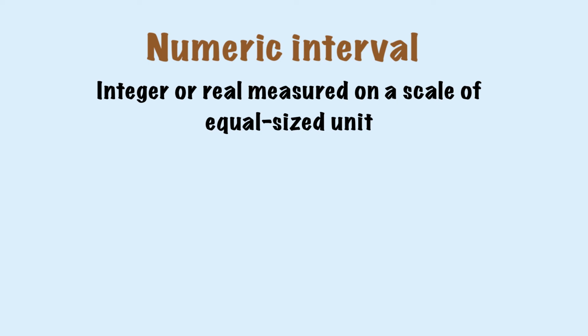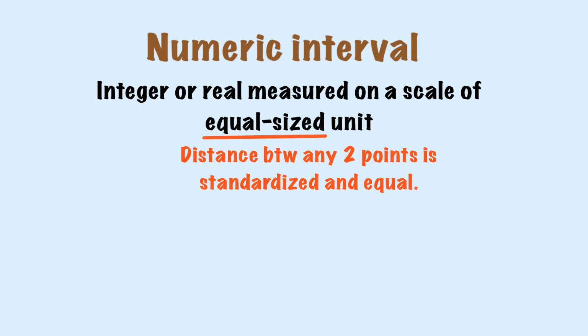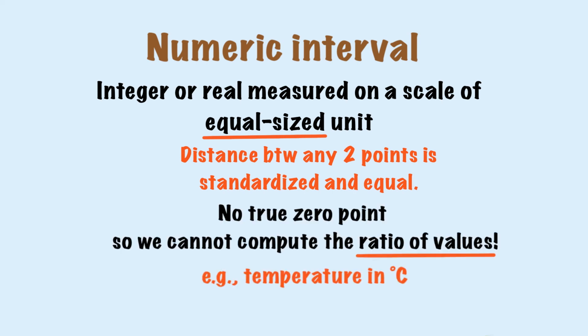measured on a scale of equal size units. By equal size units, we mean the distance between any two points is standardized and equal. Also, there is no true 0 point, so we cannot compute the ratio of values. For instance, the temperature in Celsius is numeric interval, since we cannot conclude that 20 degrees Celsius is 2 times warmer than 10 degrees Celsius.